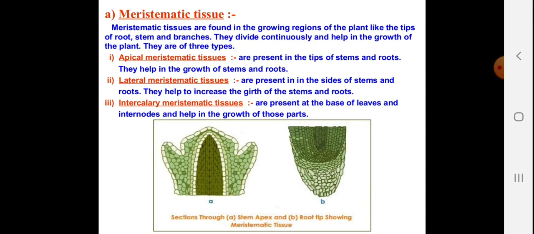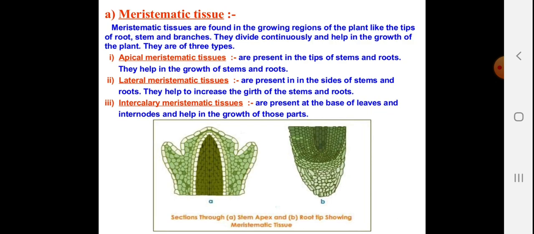Lateral meristematic tissues are present in the sides of the stem. They help in the increase of the girth, that is the width of the stem and root. Suppose some stem is thick or thin, that totally depends on the presence of lateral meristematic tissues. Intercalary meristematic tissues are present at the base of the leaves and internodes, which help in the growth of those parts of the leaves. You can see the figure section, where these sections are shown.